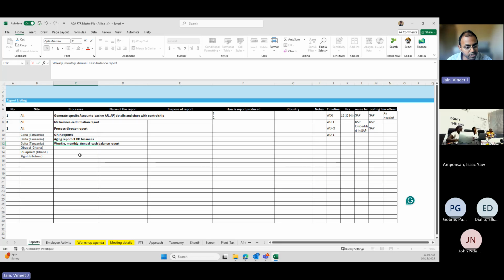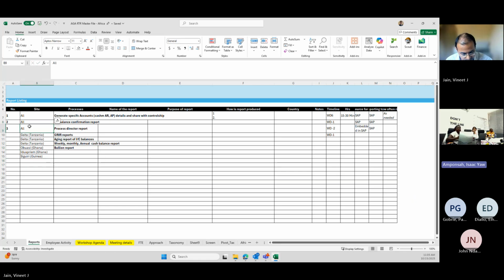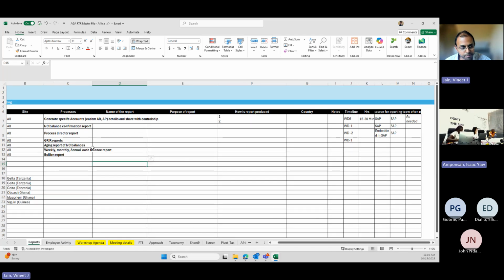Okay, cash balance report. Then the bullion reports. Sorry, Frank, I'm referring to the gold reconciliation. Yes, the gold reconciliation is different from the bullion report. The bullion report is the one we send to the chamber. The one that we reconcile is how much gold sold, the closing. So we call it the gold refund, maybe that's the name. The other one is the bullion report.